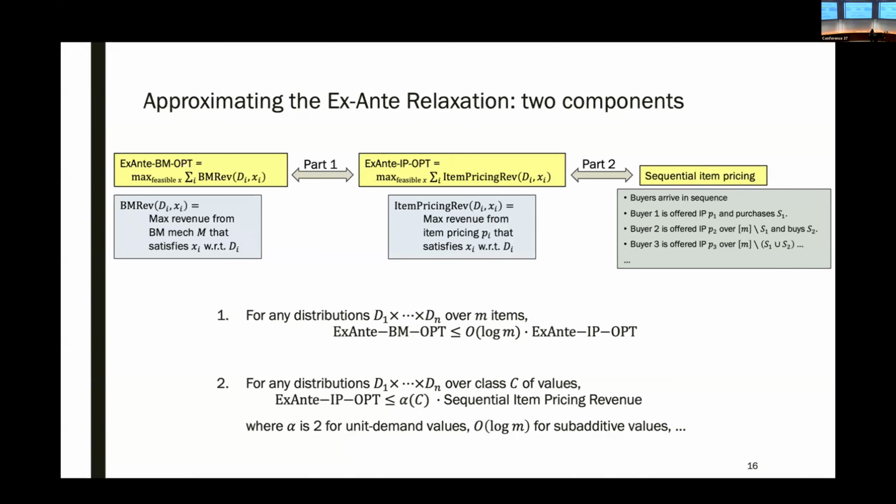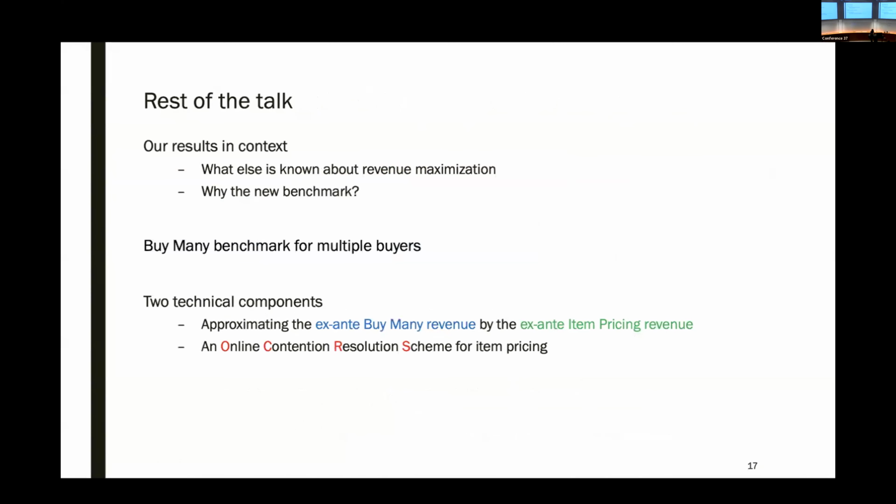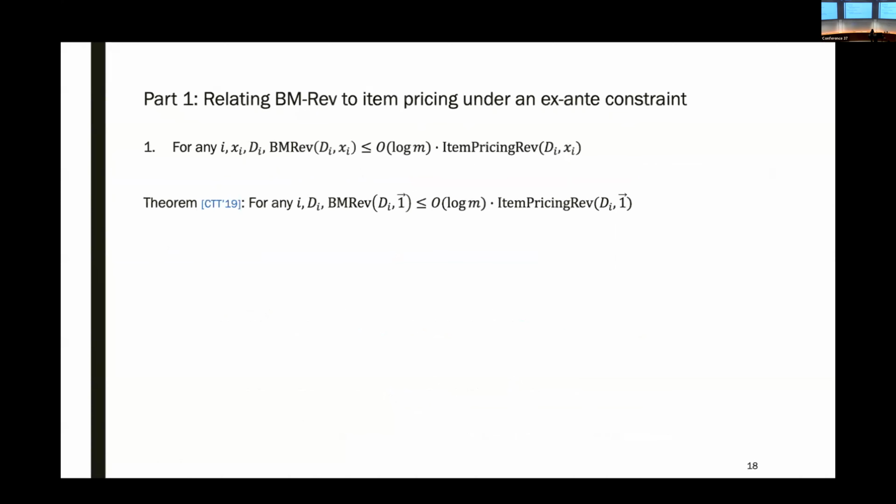Any questions? Okay, so I'm going to tell you about the two technical components in slightly more detail now. First of all, I'm going to argue that the by many revenue we get for the ex-ante relaxation is approximable using an item pricing. So what does this entail?